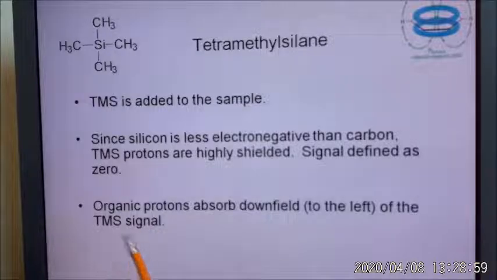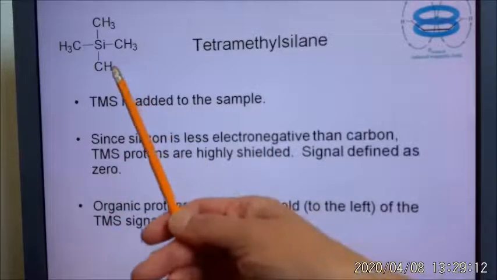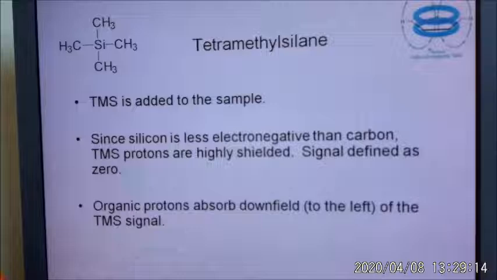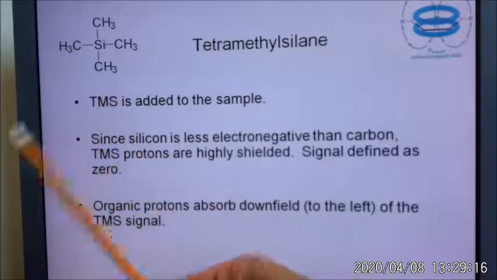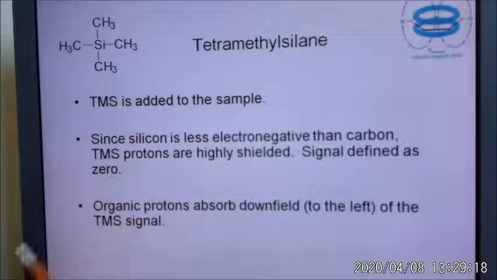You don't need a lot, because look at all the protons in here. You need bare minimum drop. Okay, the only reason you put it is because silicon is less electronegative than carbon. These protons are going to be very shielded. So what we've done is we've defined TMS to be equal to 0. Okay, if we do that, then basically my organic protons absorb downfield to the left of that TMS signal.